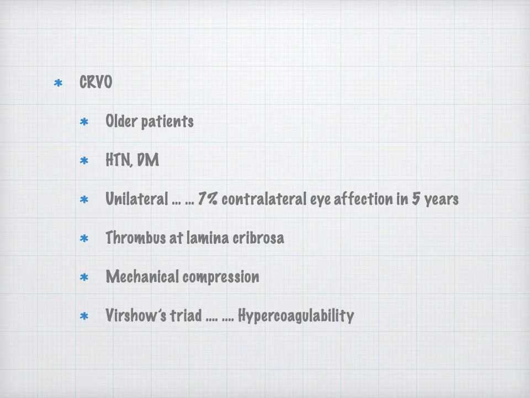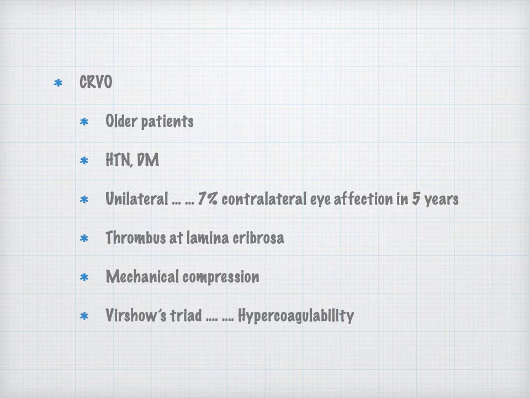On the other hand, central retinal vein occlusion occurs in older patients, especially those with diabetes and hypertension. Most cases are unilateral, with 7% contralateral eye involvement in 5 years. Central retinal vein occlusions occur due to thrombus formation within the lumen of the central retinal vein at or just proximal to the lamina cribrosa, as the central retinal artery and the vein are aligned parallel to each other in a common tissue sheath in the retrolaminar portion of the optic nerve.